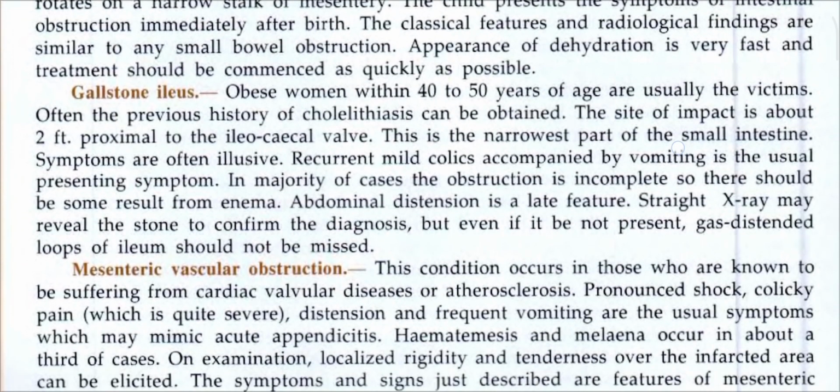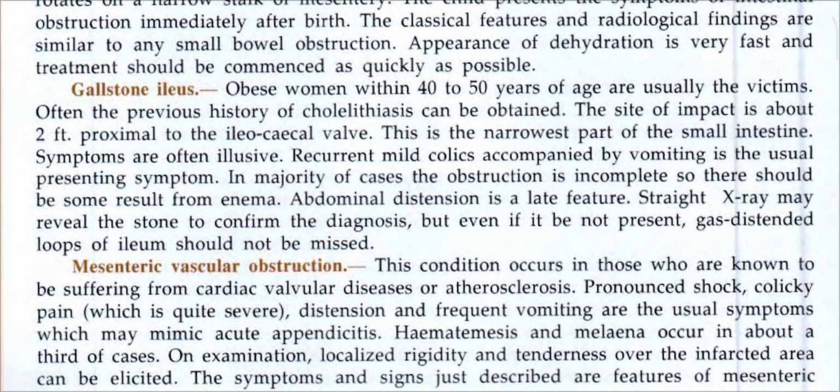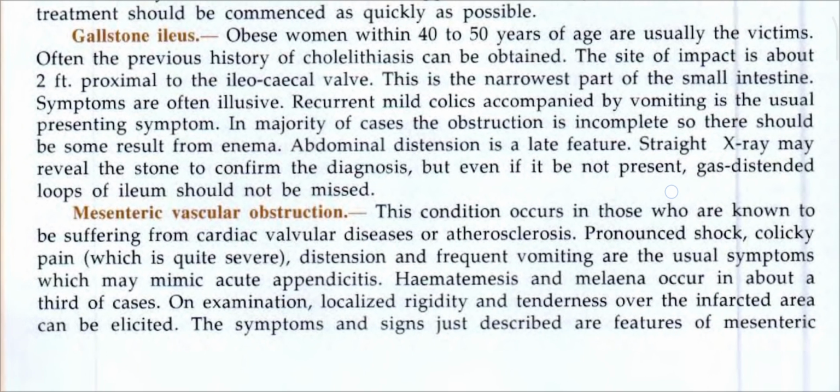Gallstone ileus. Obese women 40 to 50 years of age are usually the victims. Often a previous history of cholelithiasis can be obtained. The site of impact is about 2 feet proximal to the ileocecal valve. This is the narrowest part of the small intestine.